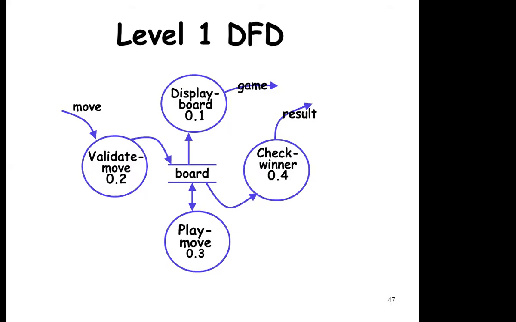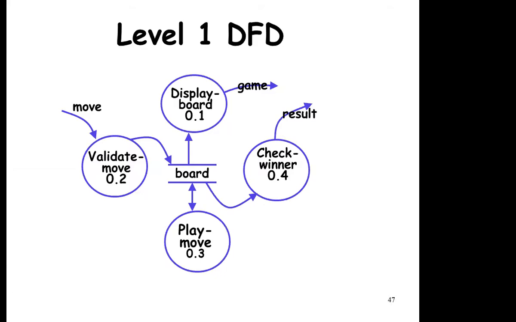The level 0 DFD you can see on the whiteboard. The next level DFD you can see on my screen. So 0 is exploded into 0.1, 0.2 validate, then 0.3, the play, and 0.4, the checking of the movements. And whatever symbol we are writing is being stored somewhere. It is stored on a display board, so the display board acts as a data store.